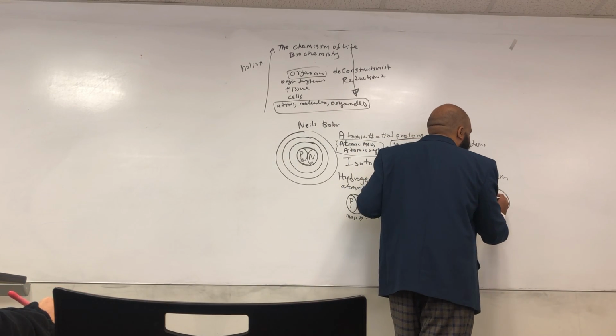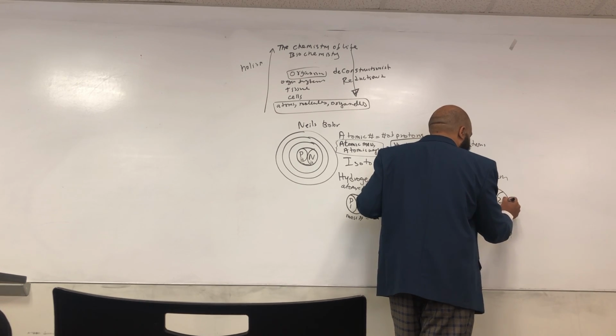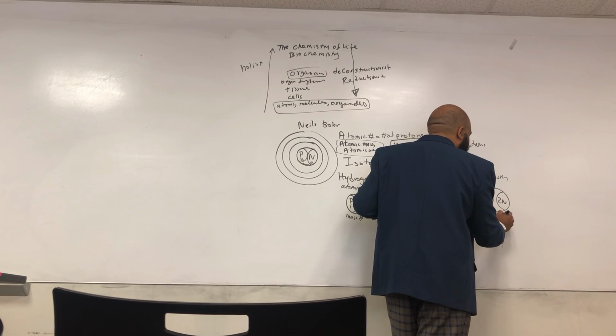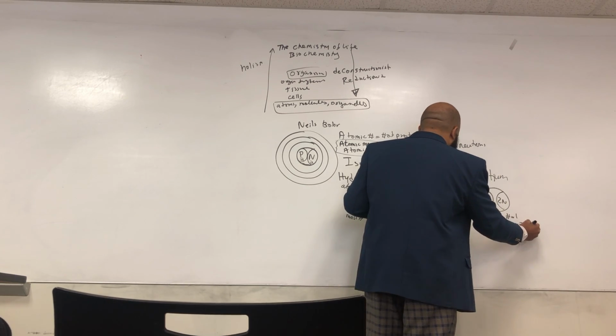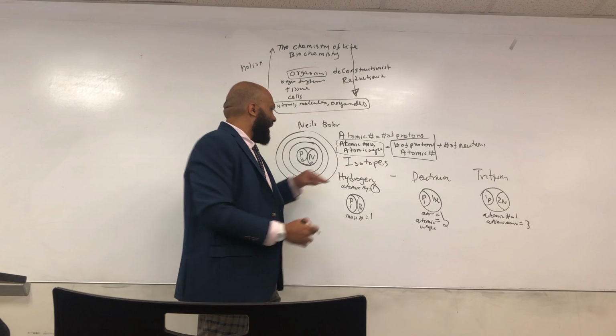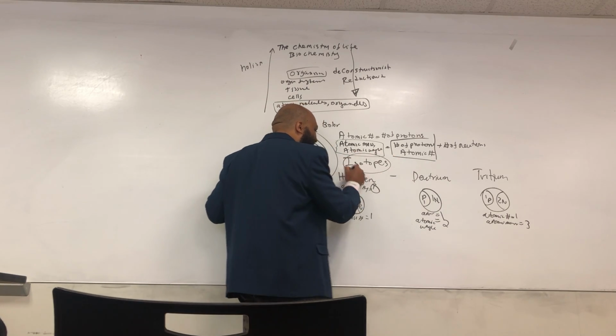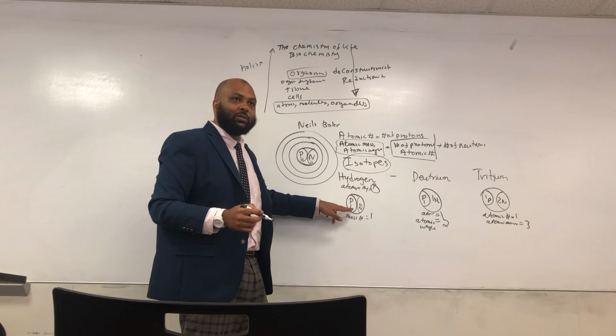Tritium has 1 proton and how many neutrons? It has 2 neutrons. So what's the atomic number for tritium? 1. And what is the atomic mass or the atomic weight for tritium? 3. Excellent. So you see, the isotopes have to have the same proton number.